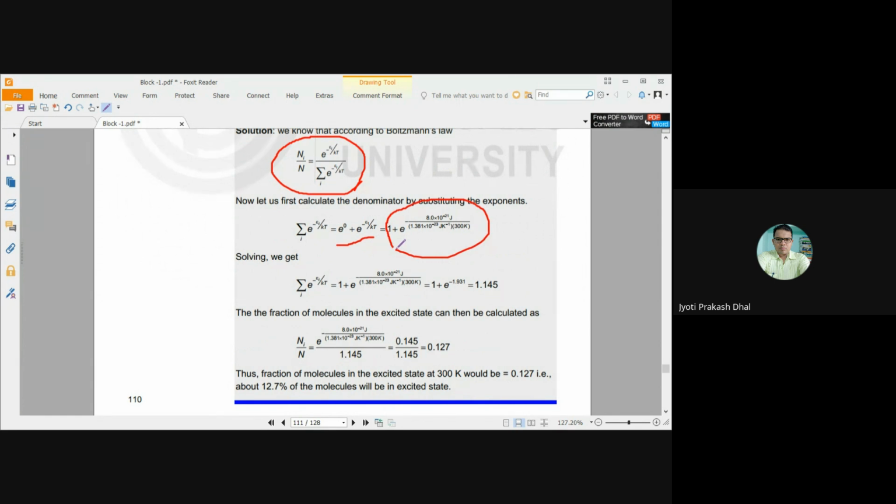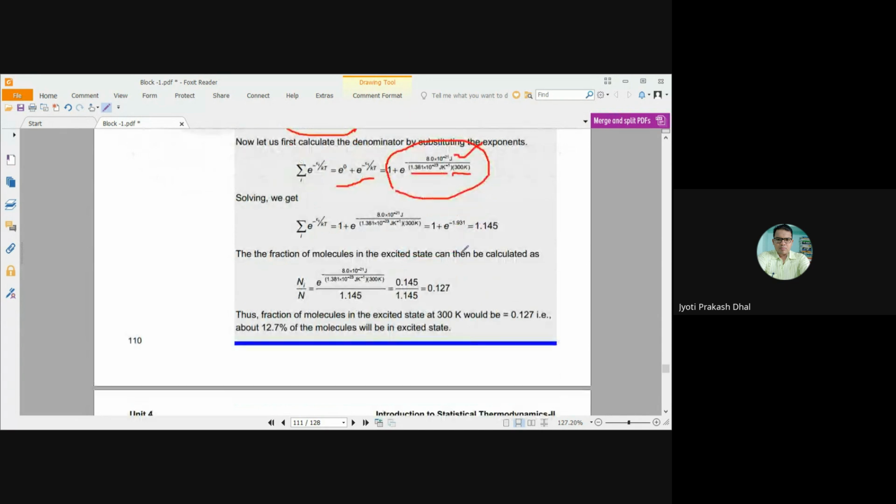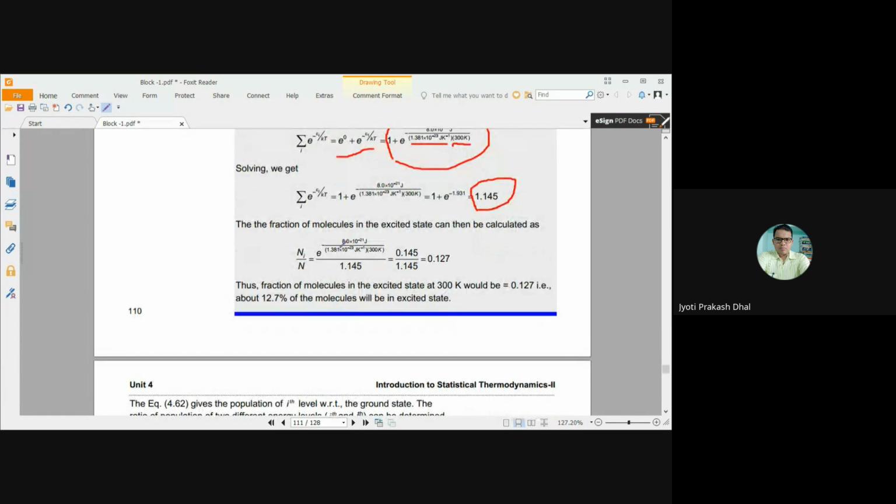The value of epsilon 1 is 8 into 10 to the power minus 21 joule, already given. So it is the energy level of the first excited state divided by kT. Here in place of k we put the value of the Boltzmann constant, and the value of T is there. Solving this, the denominator will be 1.15145, and similarly the numerator will be 0.145, and hence Ni by N equals 0.127.